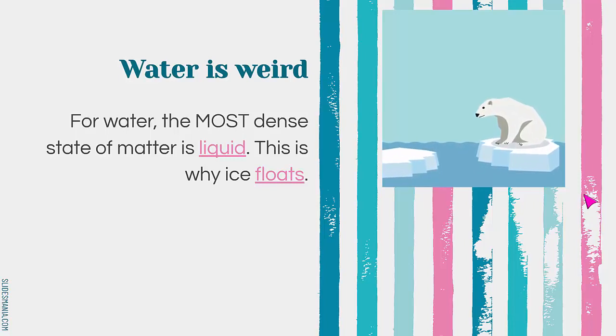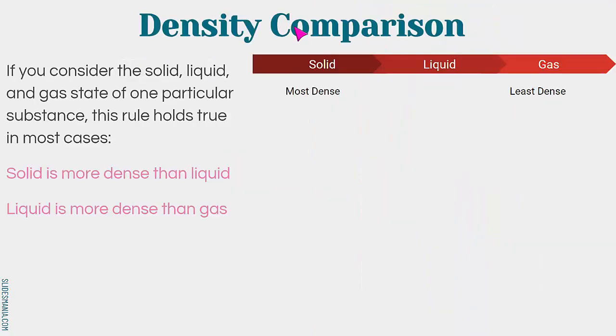So in this little diagram here, we have a polar bear floating on an ice sheet. This is really what happens. Because the ice is less dense than the water, it will float on top and the water falls to the bottom because it's more dense. This is an unusual exception to the rule. Again, remember, usually solid is the most dense.